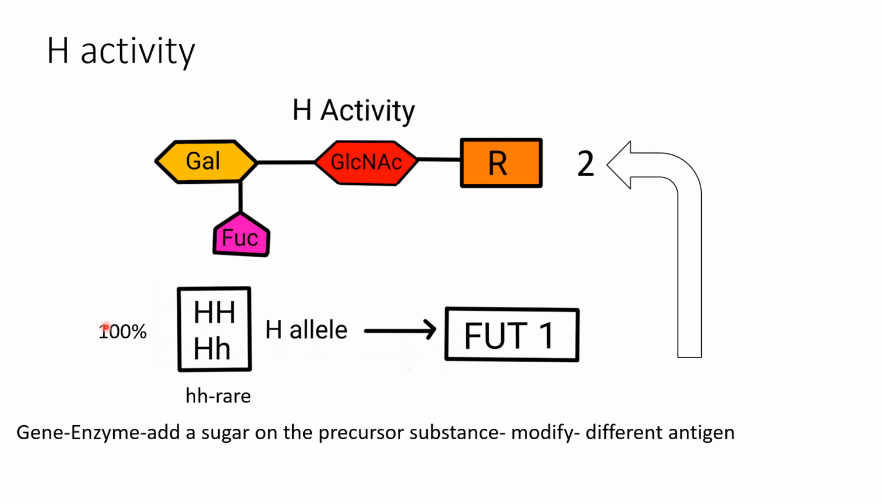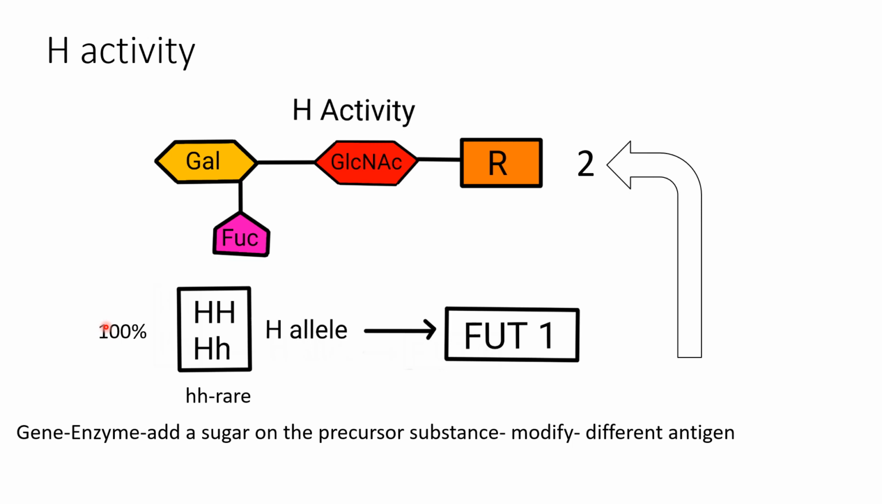So almost 100% of us will have either one capital H or both capital H. Whenever we have this capital H gene, it will code for an enzyme, like that is the central dogma. So which enzyme will it code for? It will code for a FUT1 gene. So this fucosyl transferase, what it does is it will add a sugar. Like I told you, a fucose sugar will be added to the type 2 chain.